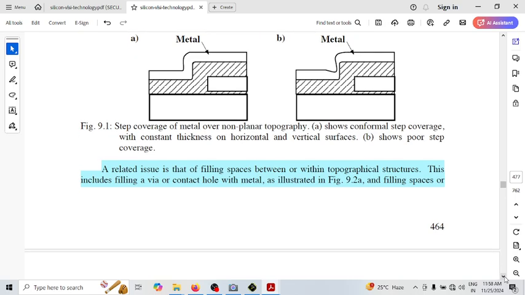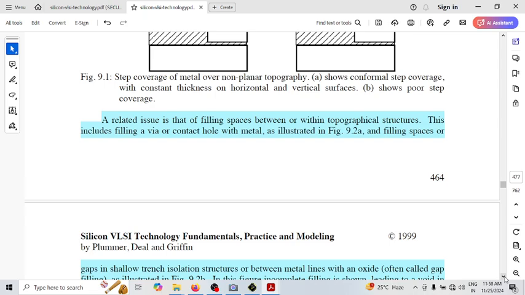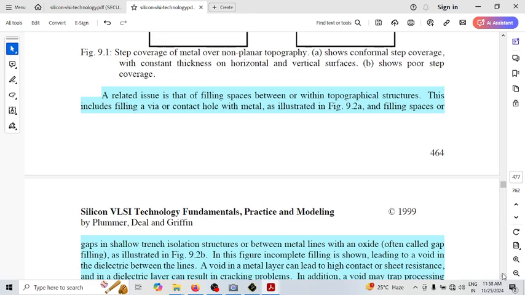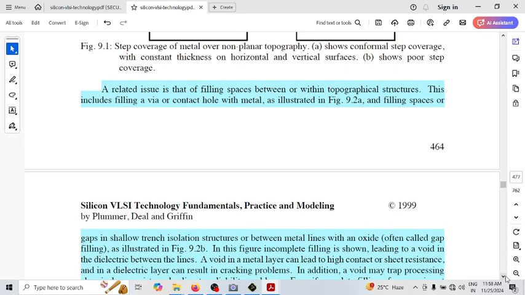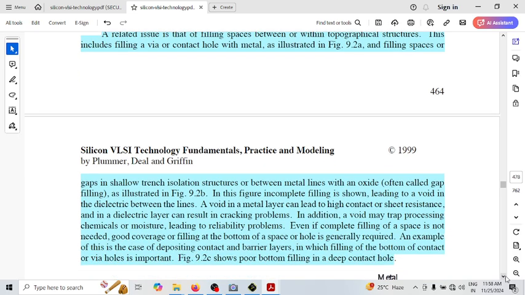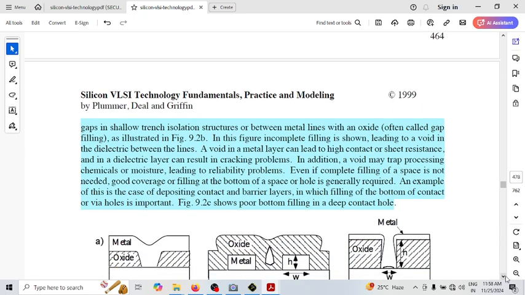We have an associated, related issue, that is filling. So that is one problem, the step coverage. Let us see the other problem. A related issue is filling up the spaces between or within the topographical structure. This includes filling the vias or contact holes with metal, as illustrated in 9.2a. So let us see what 9.2a stands for.